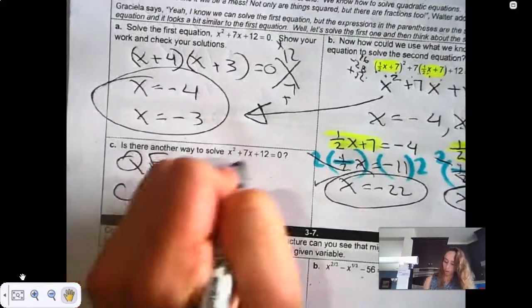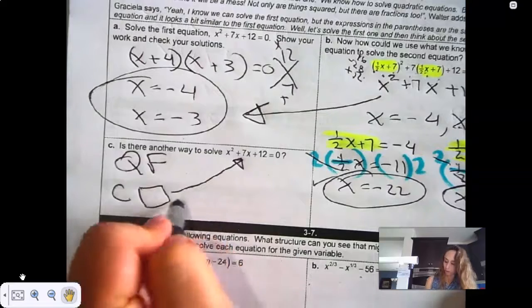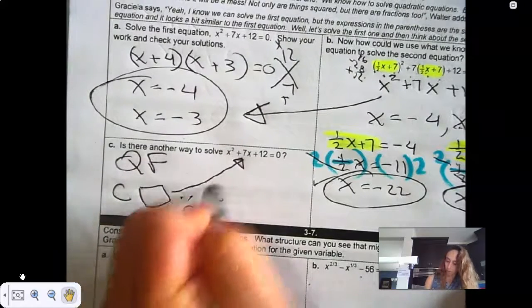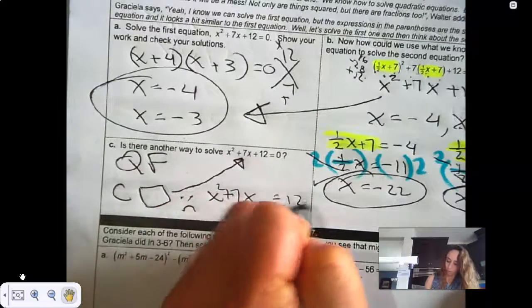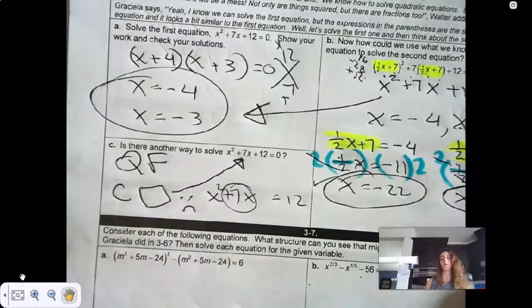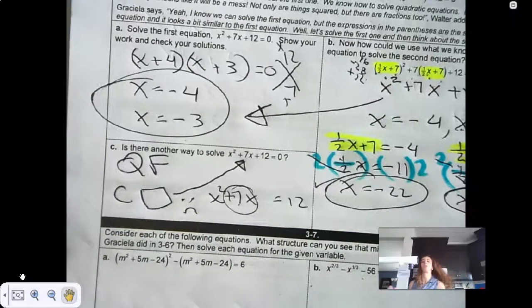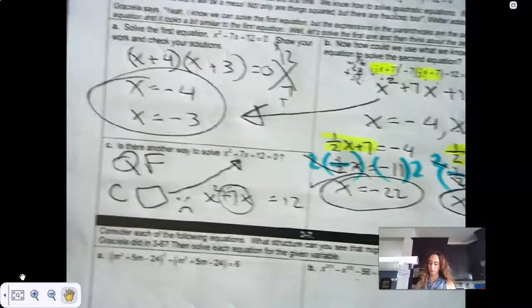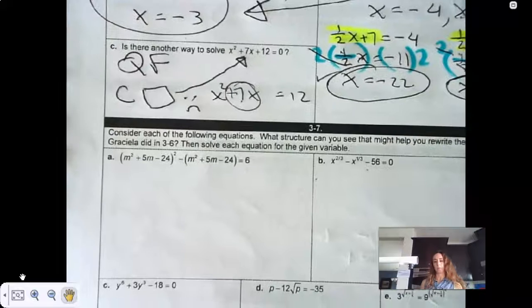But I would tell you that I would not want to complete the square. Yuck. Because if I go x squared plus 7x equals 12, and I've got to take half of 7, it's going to give me a decimal, which I have to turn into a fraction, and yucky, yucky, yucky. Okay? All right. Now let's look at this one.